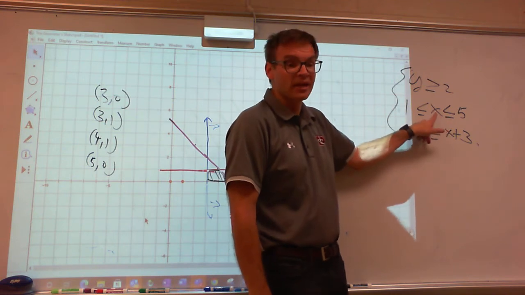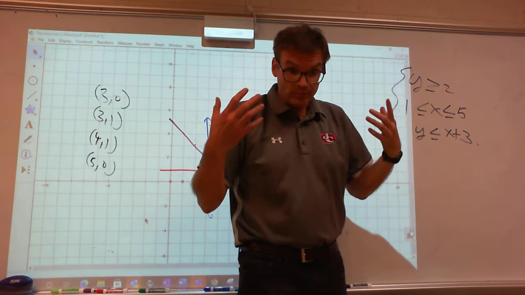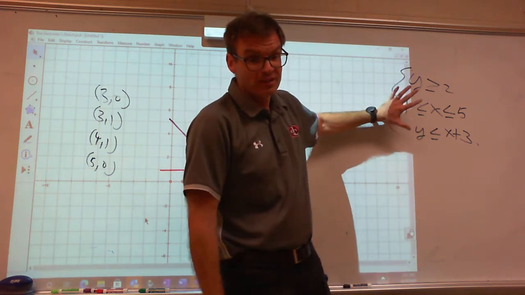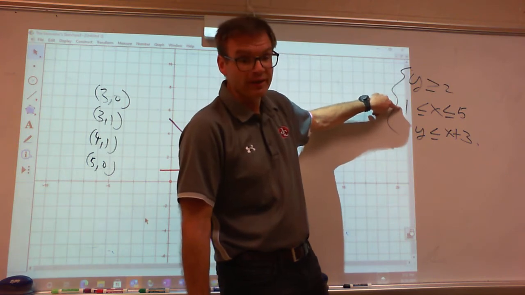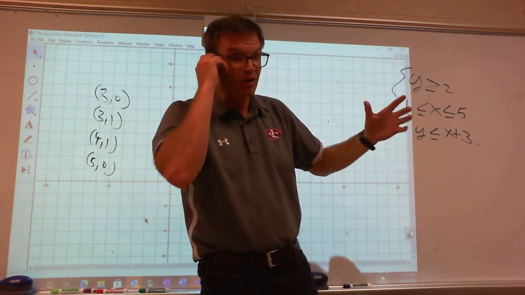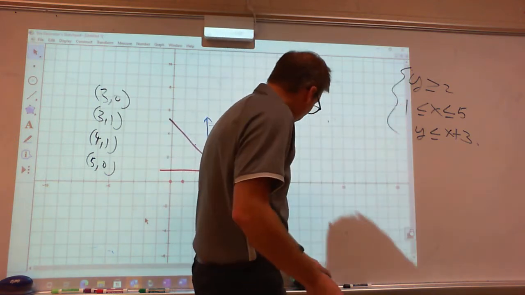X is located in between 1 and 5. So you are going to graph this. I want to graph this inequality, and then I want you to graph everything else and find your coordinates. But how do you graph this inequality?